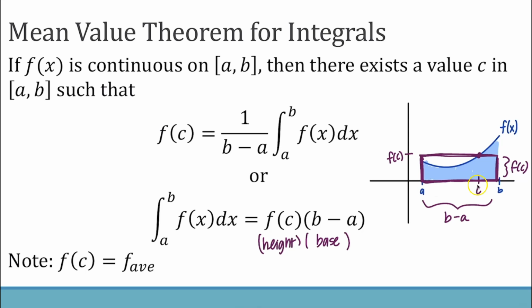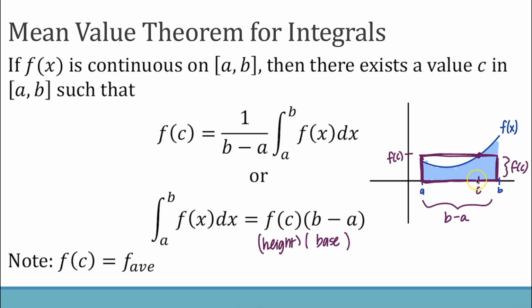So this rectangle is close, but not perfect. I can see there's a little bit of over area here, and then I'm missing some area here. So I probably need to slide c over a little bit to get the actual value of c that meets this. But hopefully you can understand the idea that c does exist.